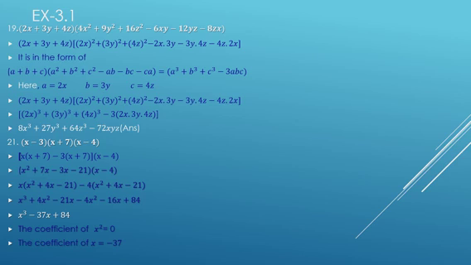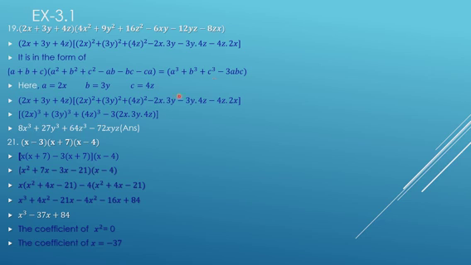Okay, the next sum of discussion is question number 19. 2x plus 3y plus 4z is to be multiplied to 4x square plus 9y square plus 16z square minus 6xy minus 12yz and minus 8zx.